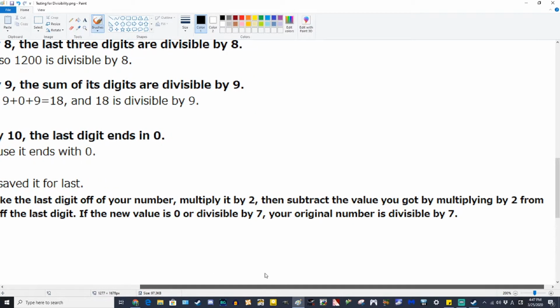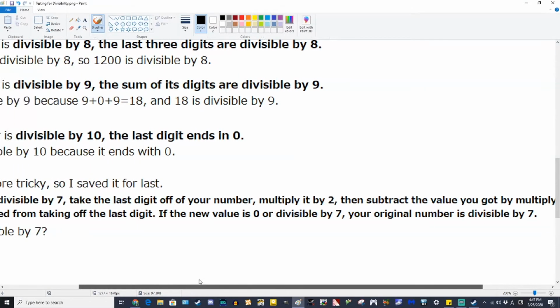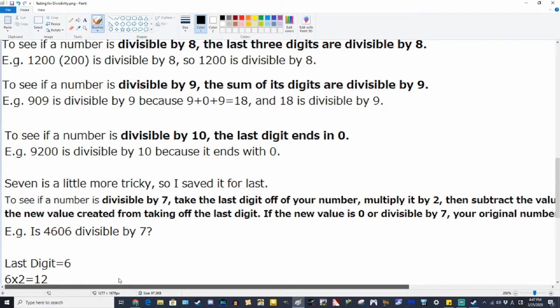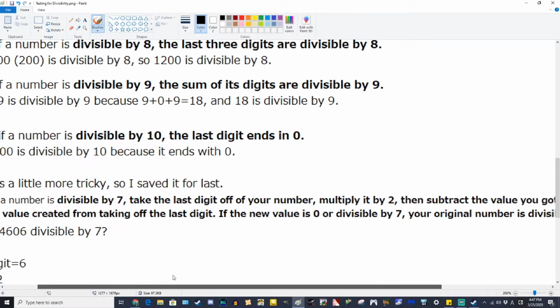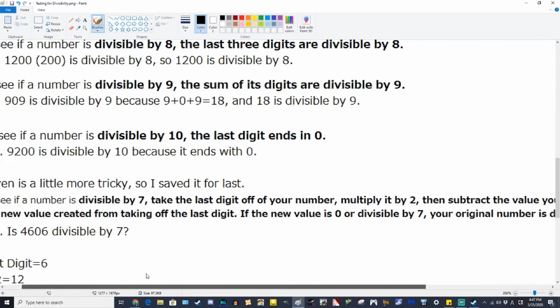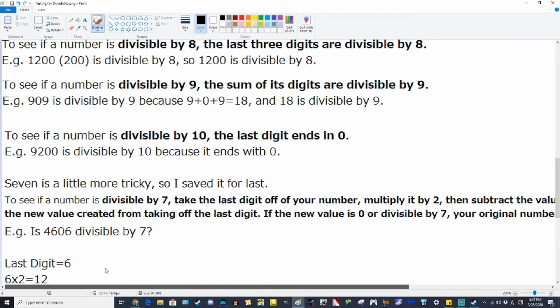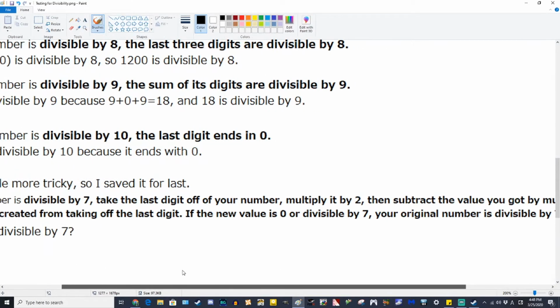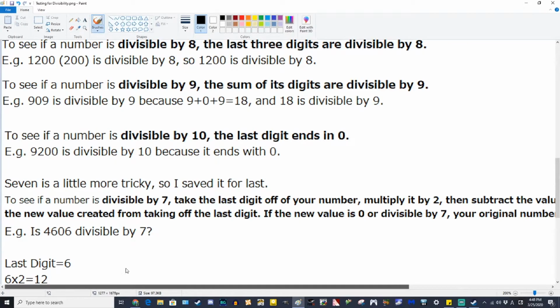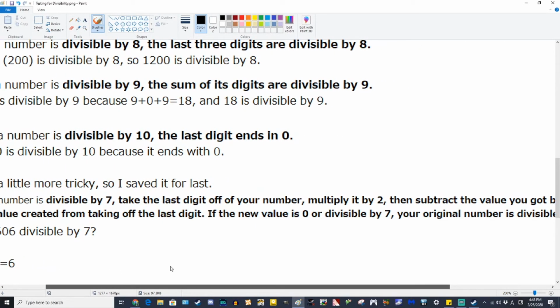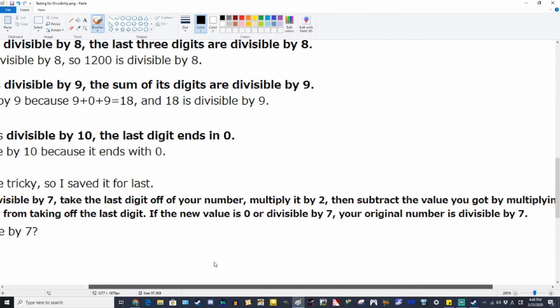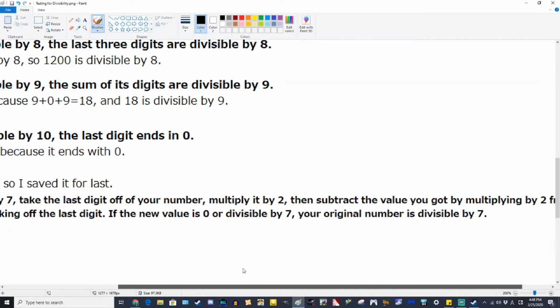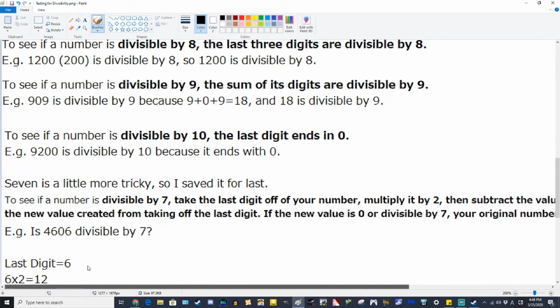by 2. Then you subtract the value you got by multiplying by 2 from the new value created from taking off the last digit. I know that's really wordy, so I'm going to show you an example so it hopefully makes more sense. Again, to see if a number is divisible by 7, take the last digit off of your number, multiply it by 2, then subtract the value you got by multiplying by 2 from the new value created from taking off the last digit. If the new value is 0 or divisible by 7, your original number is divisible by 7.